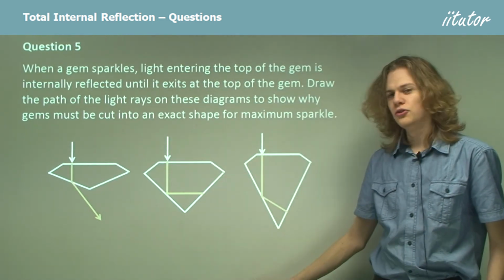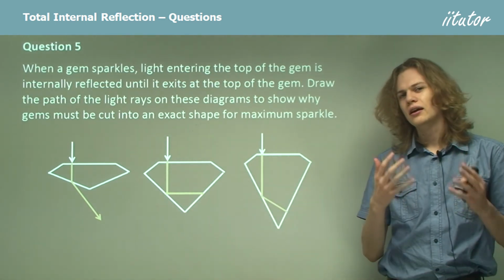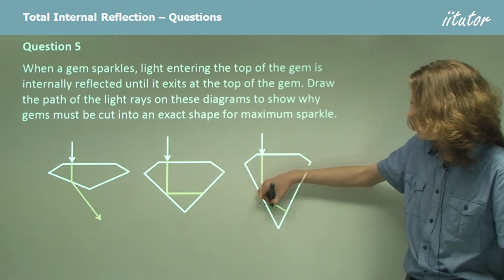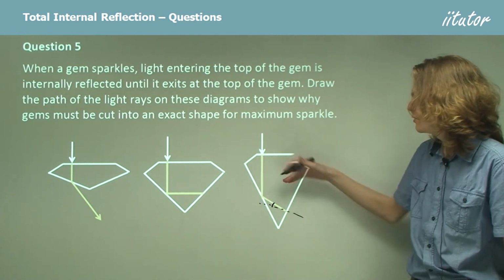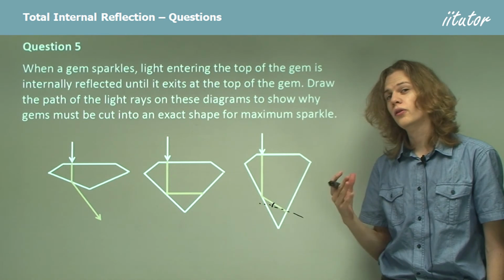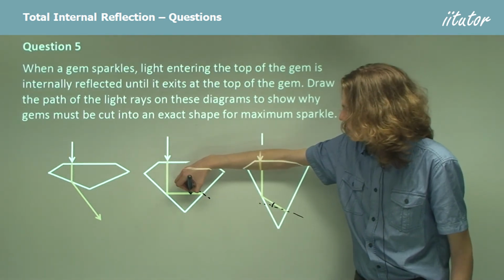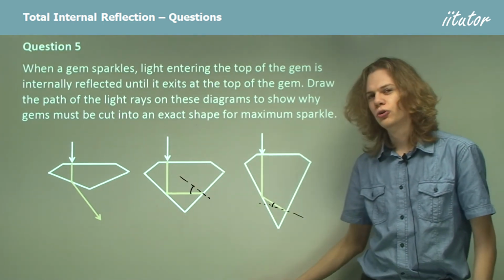All right, now let's look at the other two. Once again, the light has reached one of the boundaries of the gem. Now let's look at the angles here. In this case, the normal will look something like this. And so the angle between the incident ray and the normal will be very, very small, smaller than the critical angle. Here, the angle is much larger, so we're much more likely to get total internal reflection.